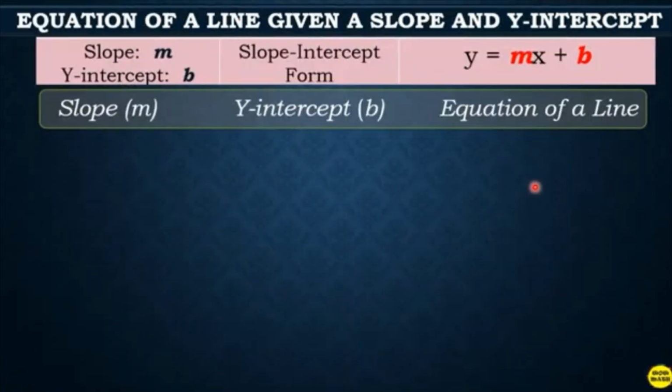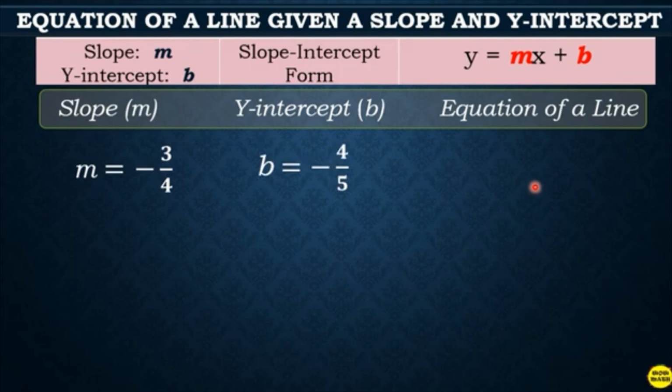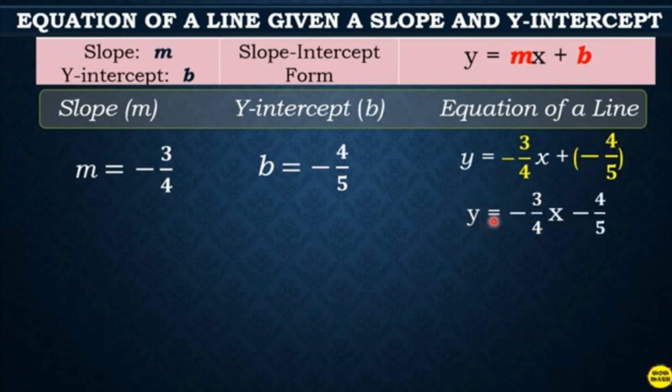Let's have another example. So, if I have slope of negative 3/4 and then your y-intercept is negative 4/5. So, therefore, what is the equation of a line? So, i-substitute natin dito si m. So, we're just following this form ha. So, y is equal to m. What is your m? Negative 3/4. And then plus b. Your b is negative 4/5. So, ilagi natin siya ipaparenthesis. Okay? And then, let us simplify. So, we will have y is equal to negative 3/4 x. So, positive times negative, that will become negative. So, minus 4/5. Okay? Next. So, this is the equation of a line.